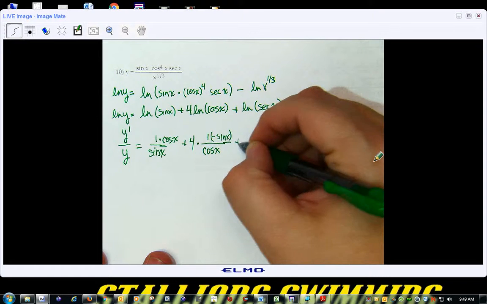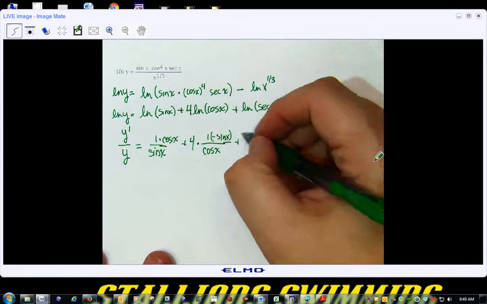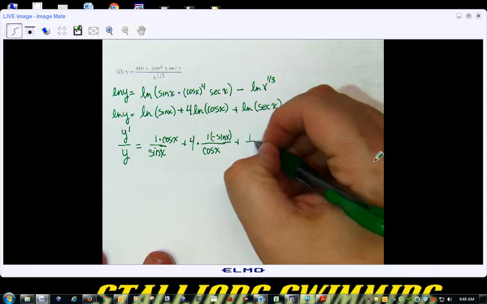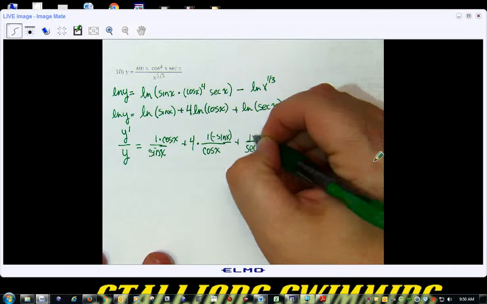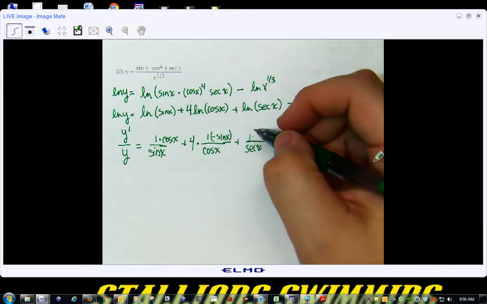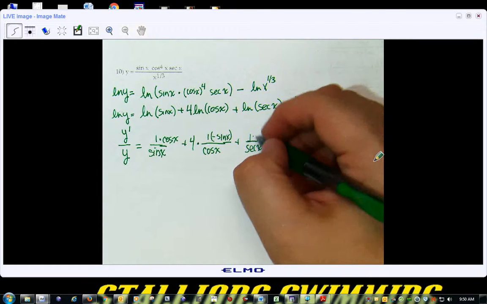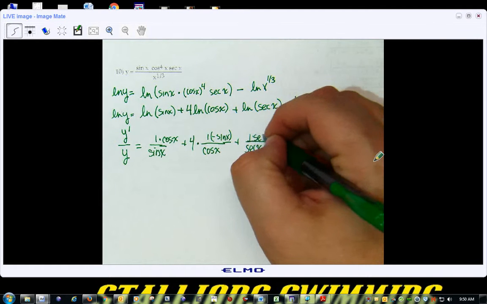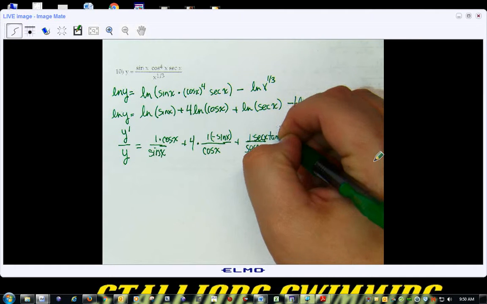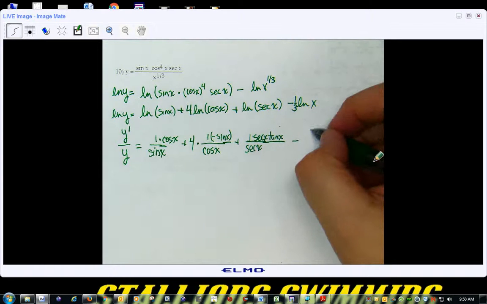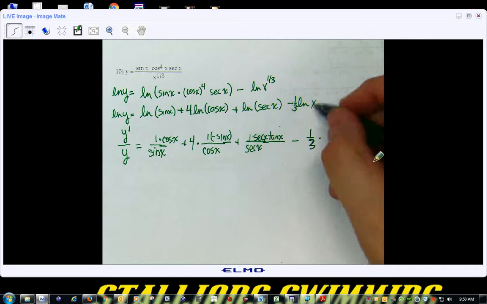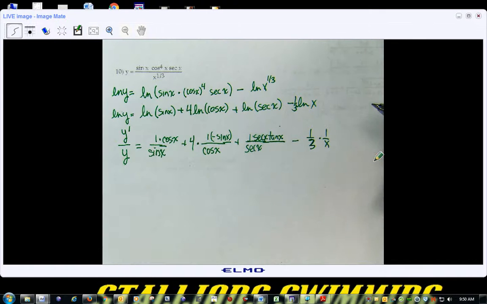plus secant. So I get 1 over the secant of x times, I need the derivative of the secant, which is what? Secant x tangent x. Now minus 1/3 times 1 over x. Whew. That one's nice.